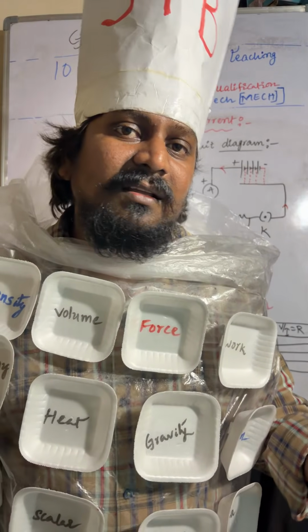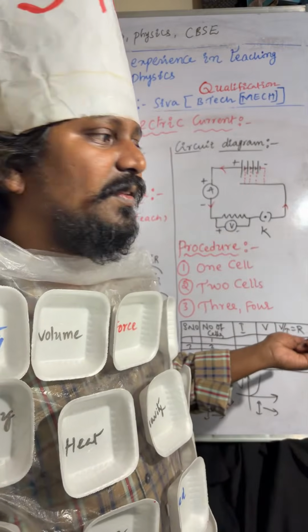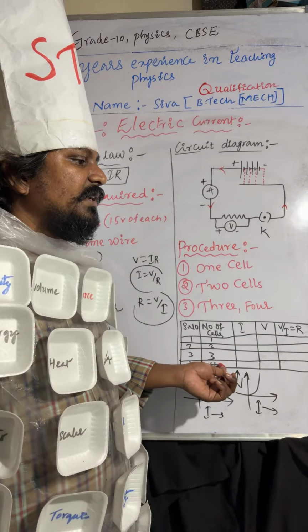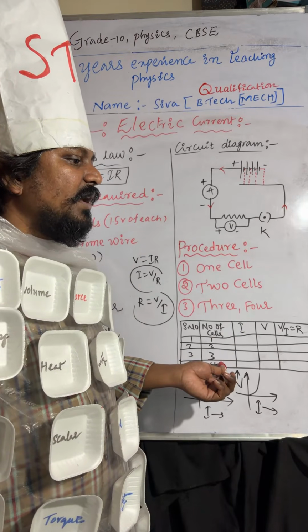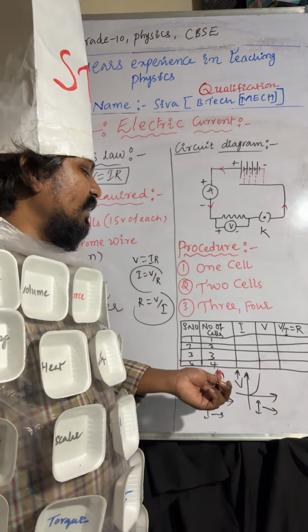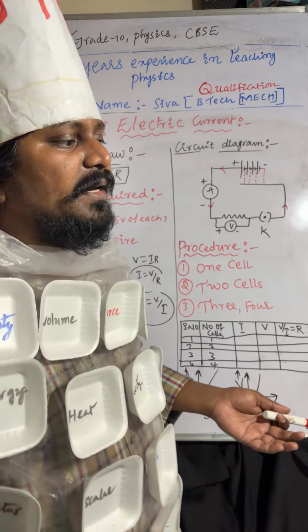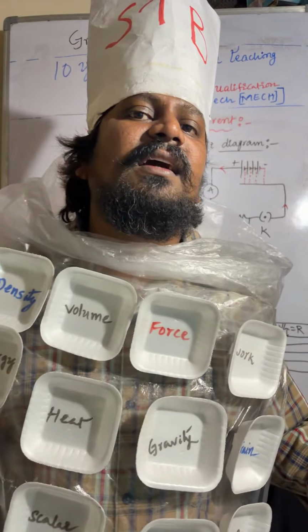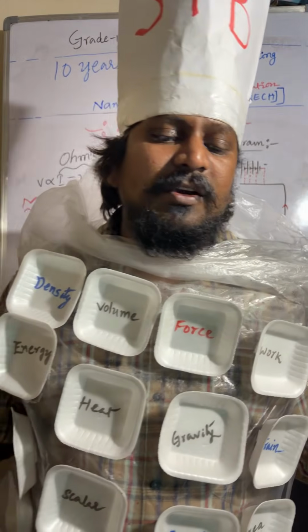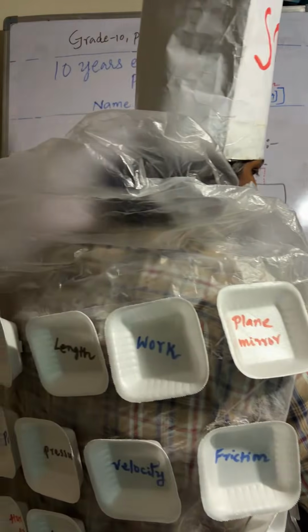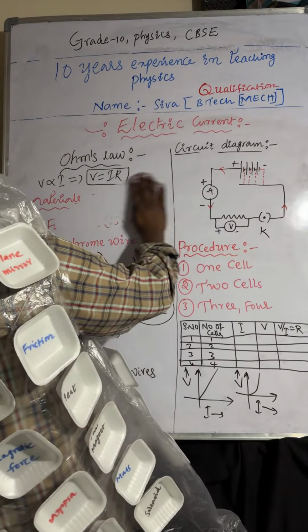So then the graph is linear. Yes or no? Is it clear or not? That's why it is. I hope it is very clear. So ohmic conductors are nothing but the conductors which obey Ohm's law. Non-ohmic conductors means the conductors which do not obey Ohm's law. Is it clear? This is about Ohm's law.